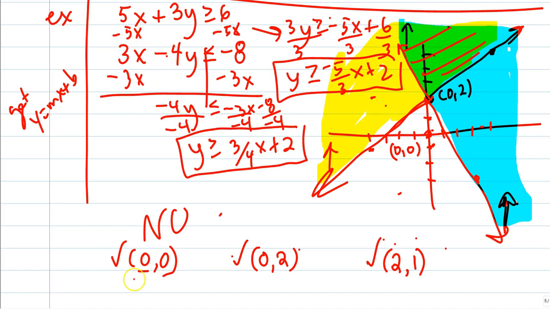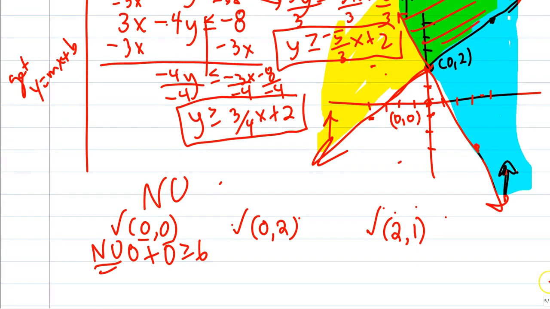So 5 times 0 is 0. 3 times 0 is 0. Is 0 greater than or equal to 6? I'm going to say no. This is not a solution. If I plugged it into the other one, 3 times 0 minus 4 times 0, 0 minus 0 is not less than or equal to negative 8. This is not a solution. It's not in the shaded region. It's not on the lines.